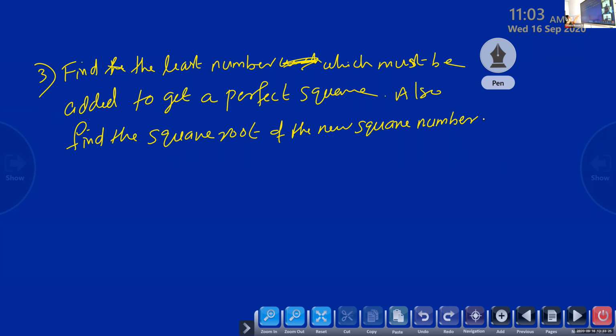The first question is 1300. Find the least number which must be added to 1300 to get a perfect square number. Anyway, we start with our long division. 1300, first divisor and quotient.